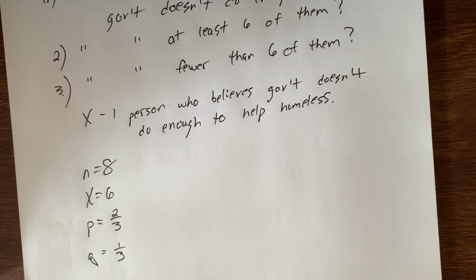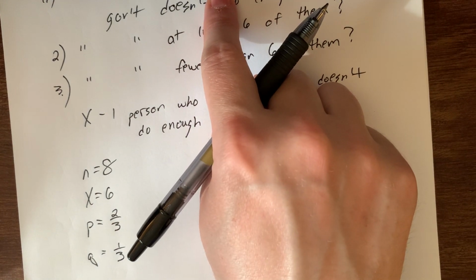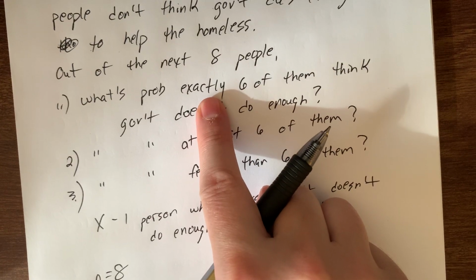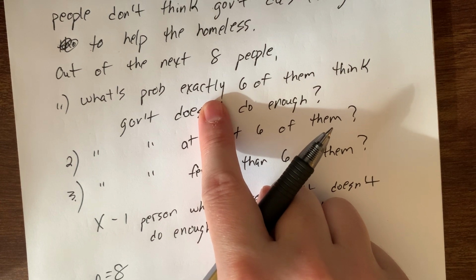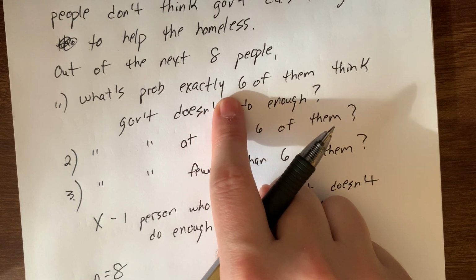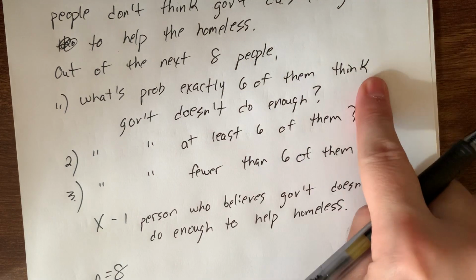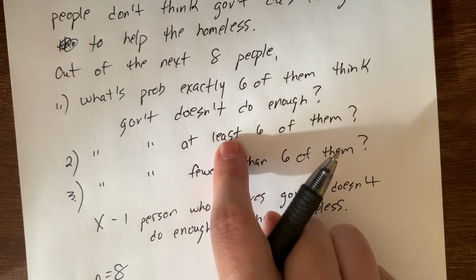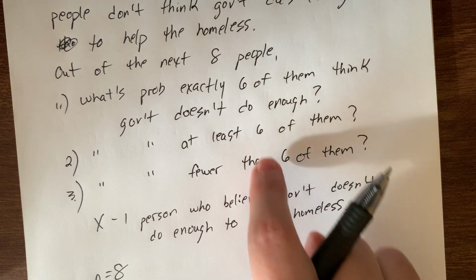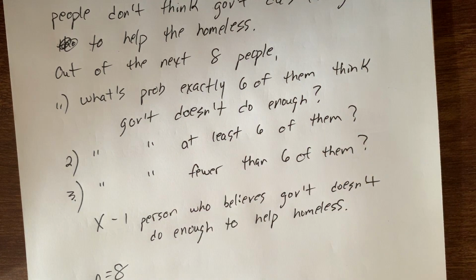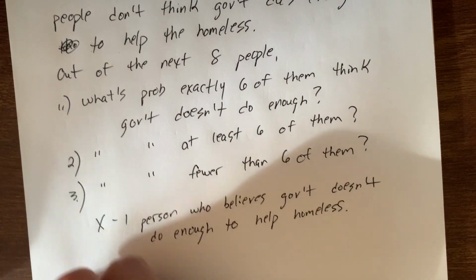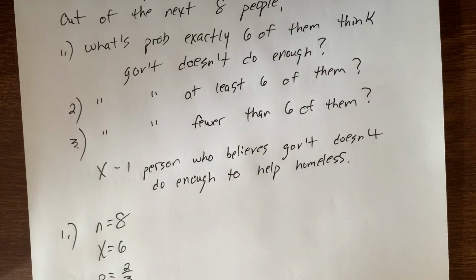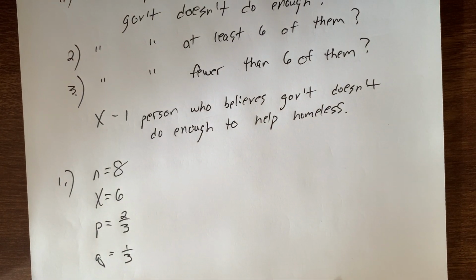And that's it. This one was a little more friendly. I really emphasize the word exactly here, and the book does that a little bit as well. But if it just said the probability 6, the exactly part is implied there. We'll see in questions 2 and 3, the at least 6, the fewer than 6, that'll bring up a few little extra tidbits. But this is all the work for number 1. Everything is well set up here.